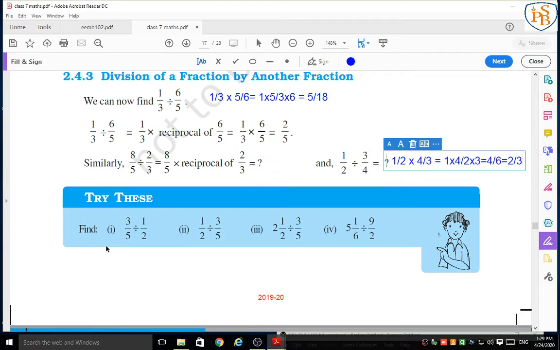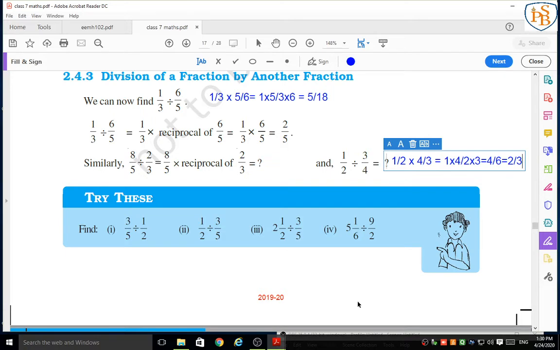Okay, very good. Now the first question, 3 upon 5 divided by 1 upon 2. Second question, 1 upon 2 divided by 3 upon 5. Third question, 2 and 1 upon 2 divided by 3 upon 5. And the last question, 5 1 upon 6 divided by 9 upon 2.